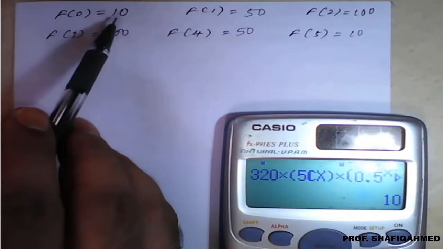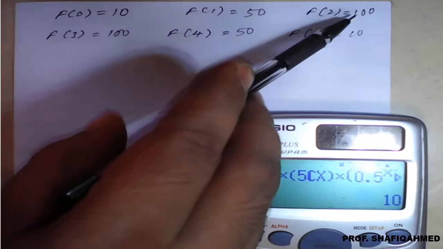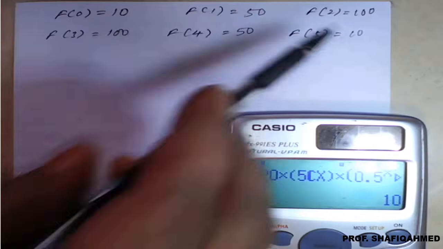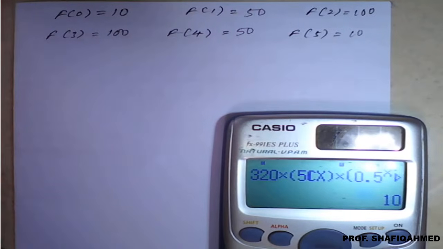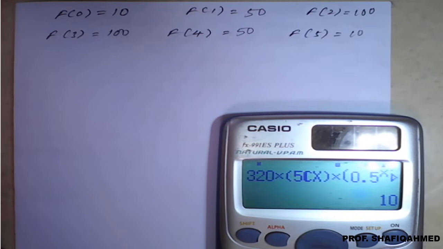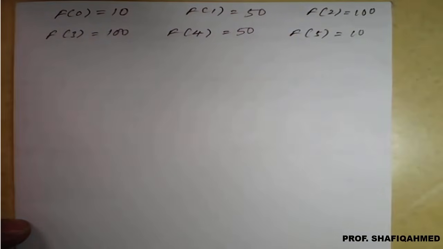If you calculate this, 10, 50, 100, 100, 50 and 10, it will be approximately equal to the same 320 only. When you cross-check, maybe one unit extra or less, you will find it in the theoretical frequencies. So with the help of this we'll prepare a table now.